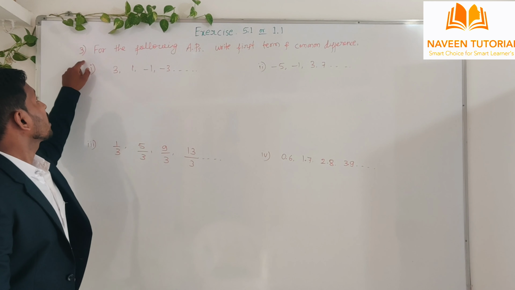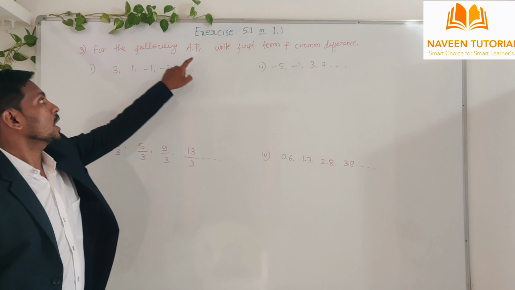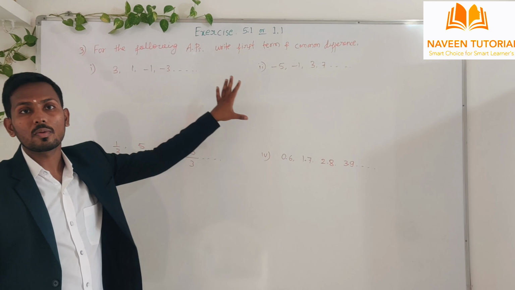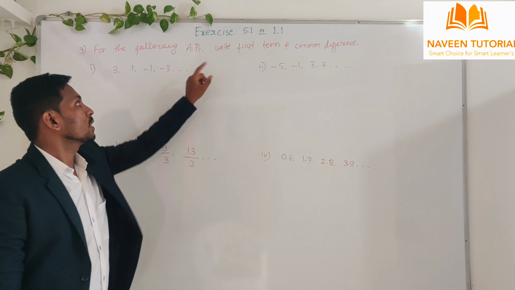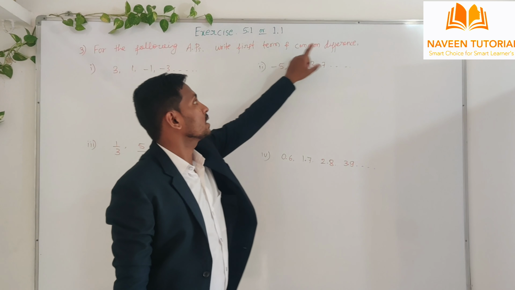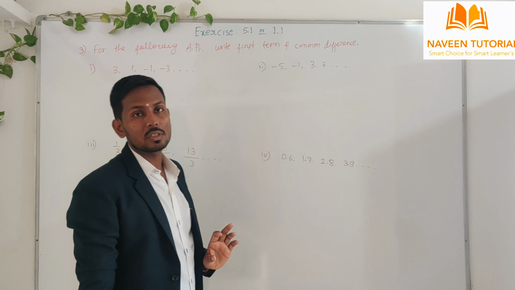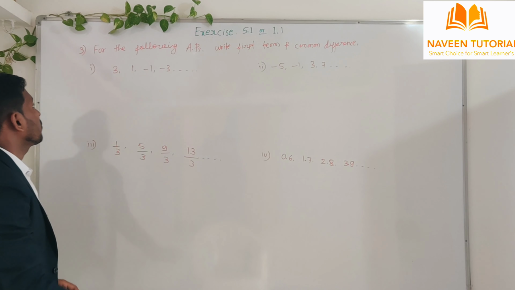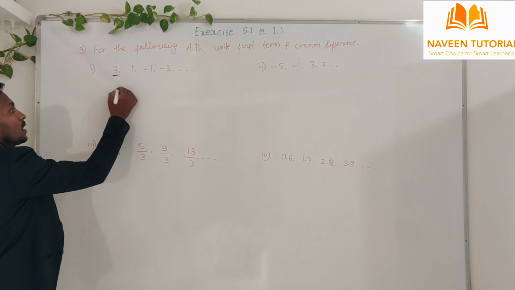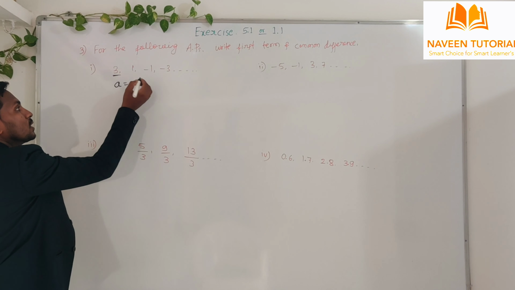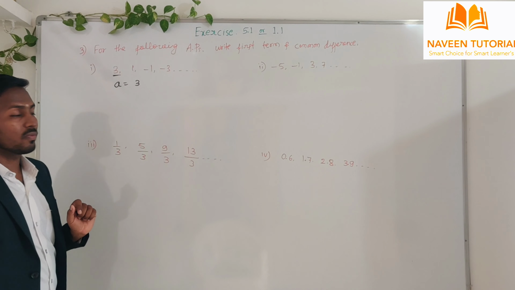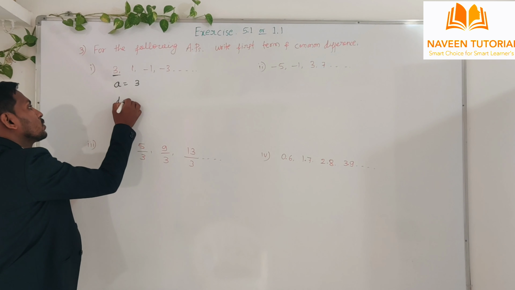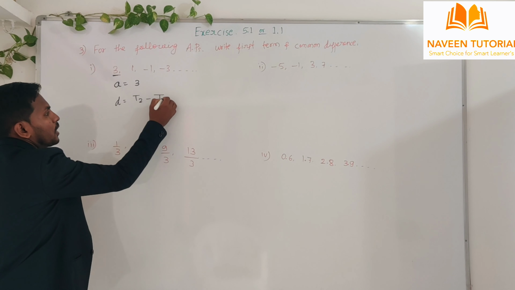First exercise, third main question. For the following APs, that means the given questions are already in AP, write the first term and the common difference. We need to write the first term and the common difference. For this, here we have first term A is equal to 3. Now to find the common difference, very simple, D is equal to T2 minus T1.